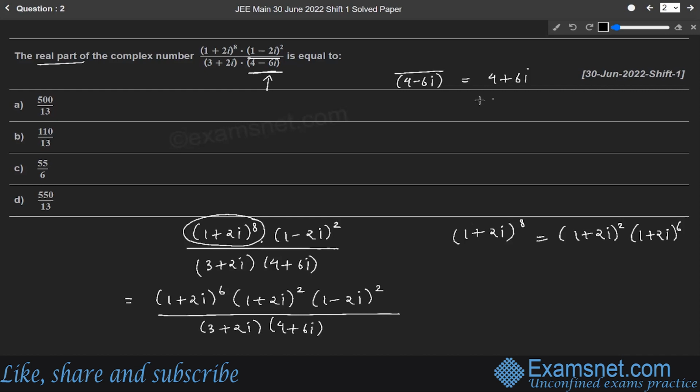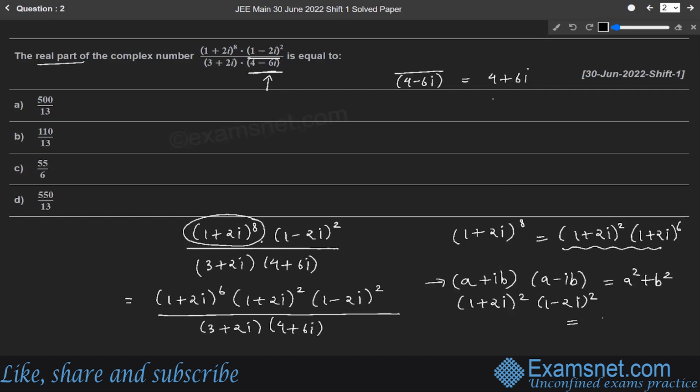You can see why we have substituted this value: just to make the form of a + b and a − b. Since we are talking about the complex number, here we have a + ib and a − ib. It is equal to a² + b². This is the formula that you have to remember. You can see that (1 + 2i)² and (1 − 2i)² are in the same form of (a + ib)(a − ib). Okay. So it will be equal to a² + b².